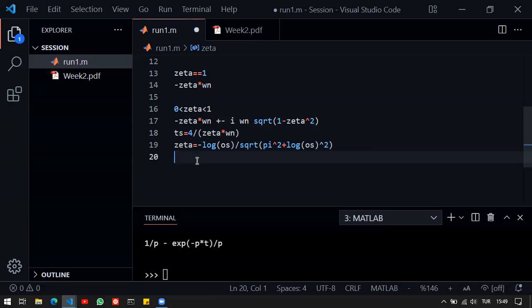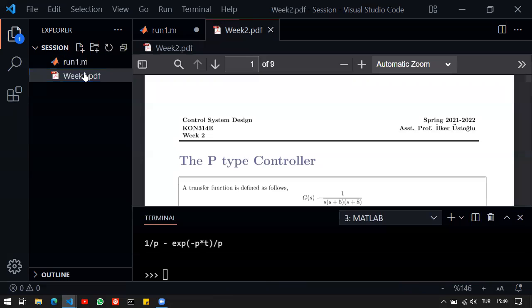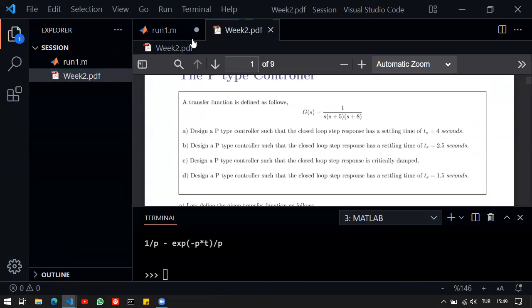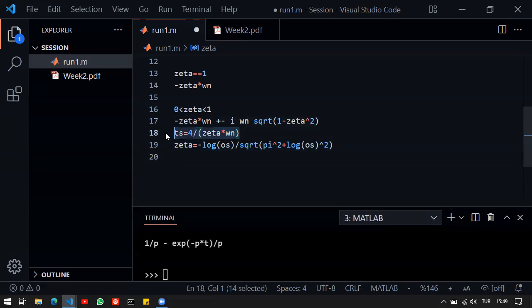So if we have a certain criteria, as we have here, for example, 4 seconds of settling time, then what we can do is we can use this formula here in order to come up with a zeta omega n multiplication in this case. If we would have had another requirement like the overshoot, then we would be able to calculate what zeta and omega n should be exactly equal to.